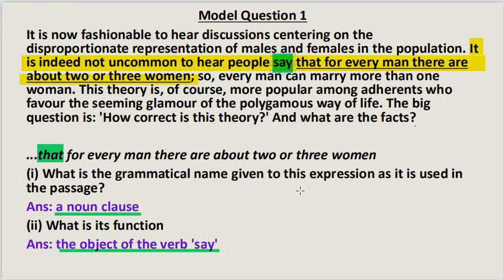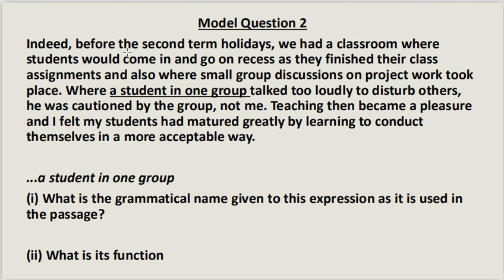Let's go to the second WAEC or NECO model question. Indeed, before the second term holidays, we had a classroom where students would come in and go on recess as they finish their class assignments, and also where small group discussions on project work took place. Where a student in one group talked too loudly to disturb others, he was cautioned by the group, not me. Teaching then became a pleasure, and I felt my students had matured greatly by learning to conduct themselves in a more acceptable way.